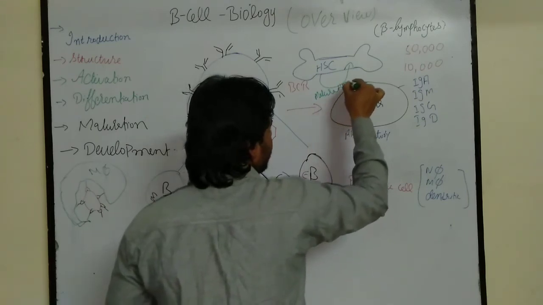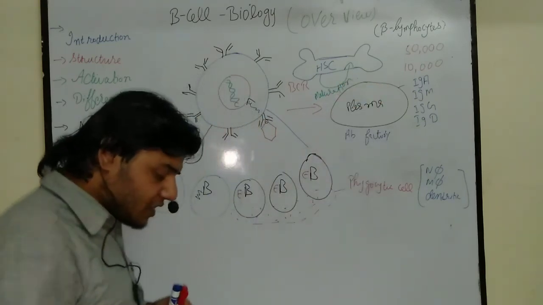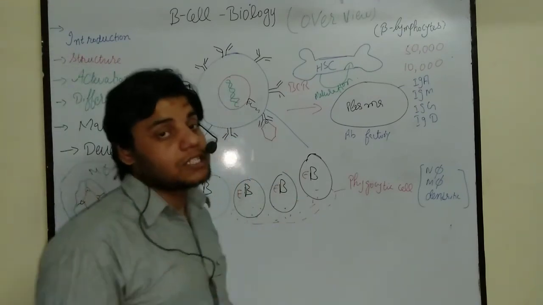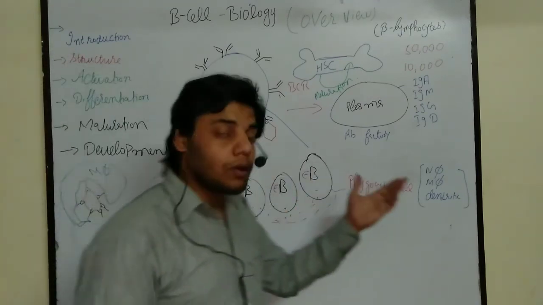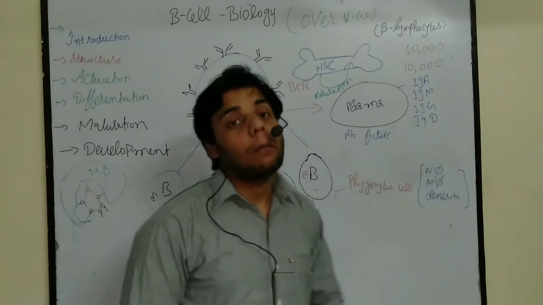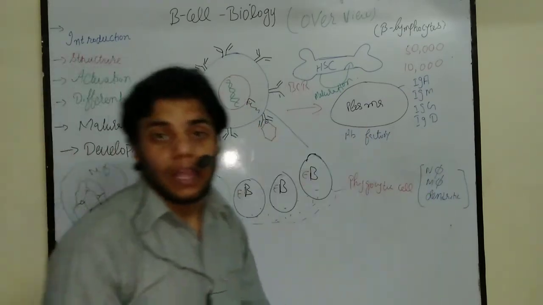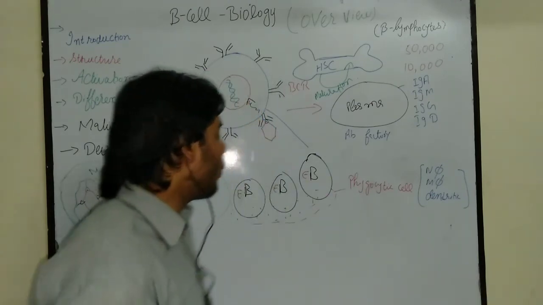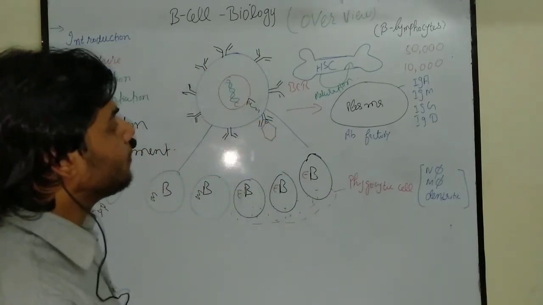So for the maturation and development of the B cell, the bone marrow is required. In the T cell, if you remember, development required the bone marrow, but maturation required the thymus. That's why the name is given T cell, meaning thymus. So this is all about B cell maturation.